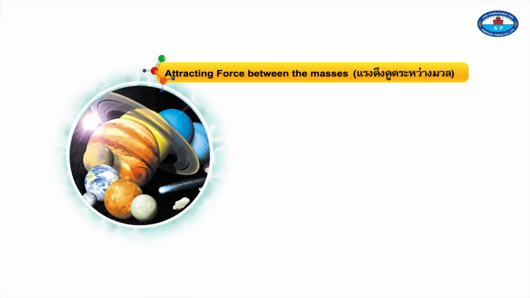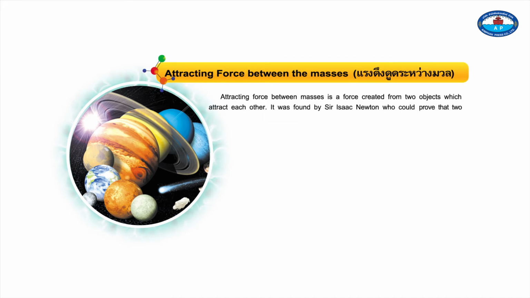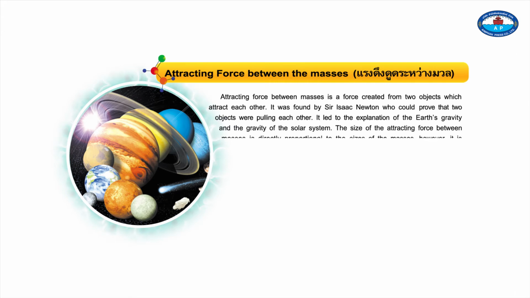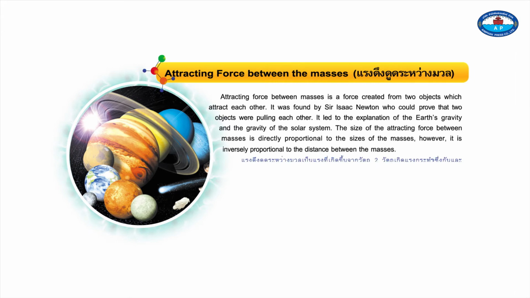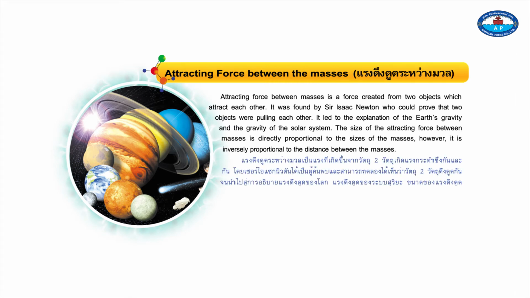Attracting force between the masses. Attracting force between the masses is a force created from two objects which attract each other. It was found by Sir Isaac Newton, who could prove that two objects were pulling toward each other. It led to the explanation of the Earth's gravity and the gravity of the solar system.